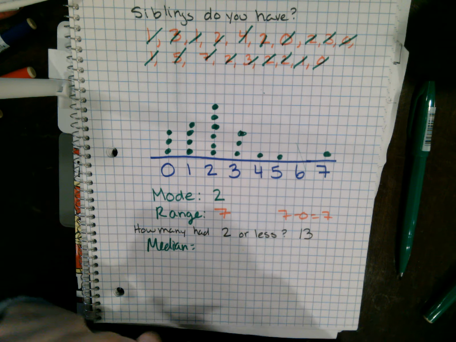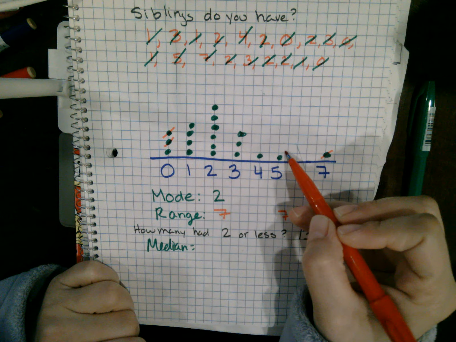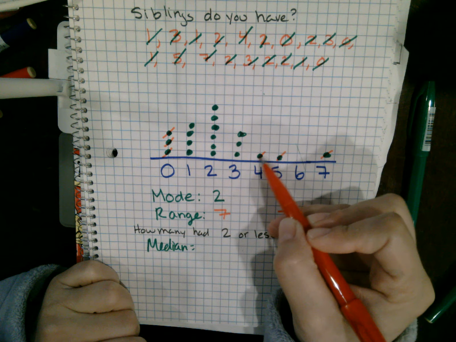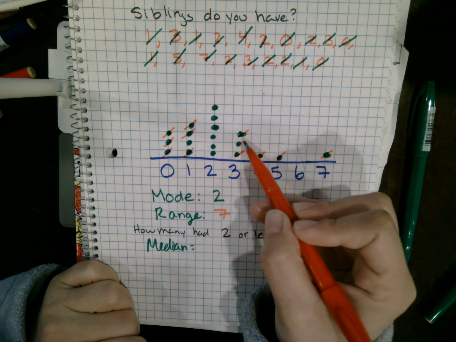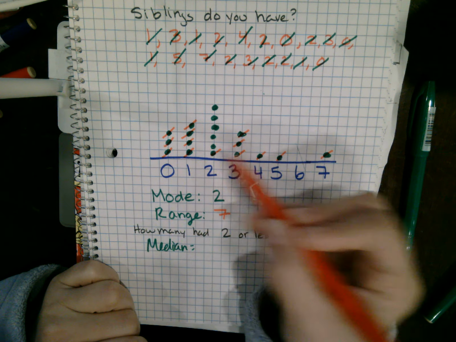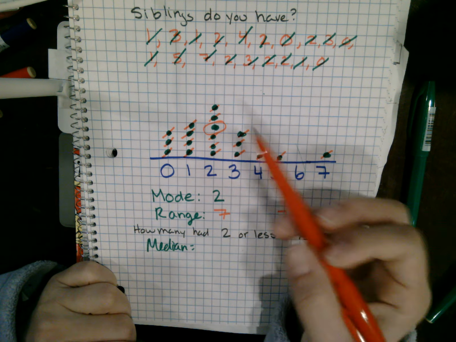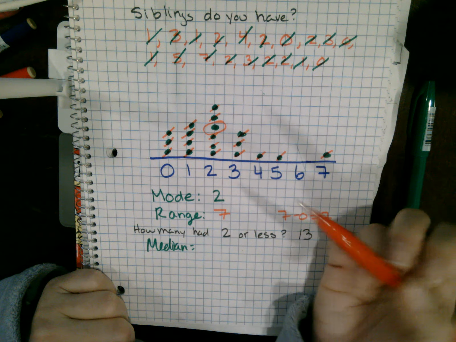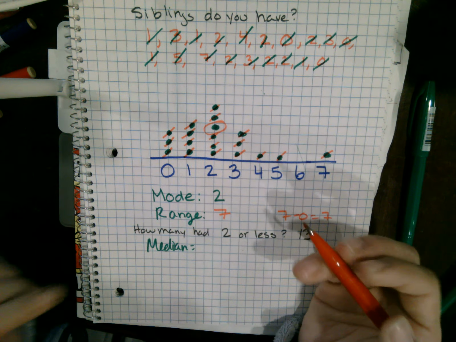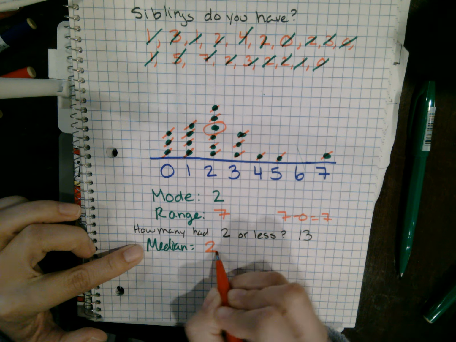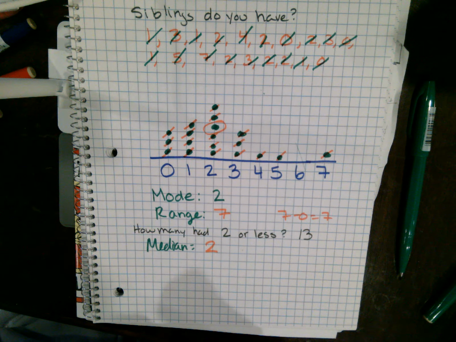the dots. So small dot, big dot, small value, big value, small value, big, small, big, small, big, small, big, small, big, small, big. Oh, that dot right there is in the middle. Well, what value does that dot have? That value has the value of 2 siblings. So our median is 2. Our median is 2.